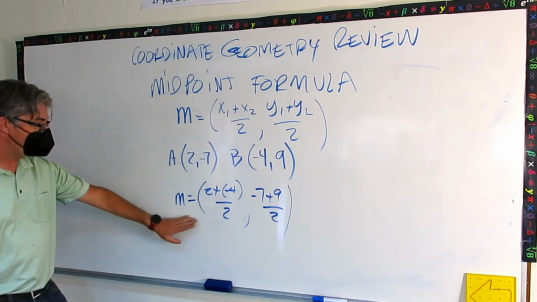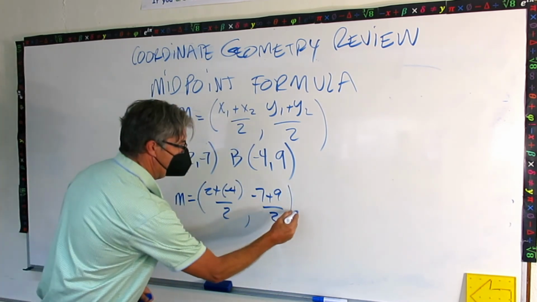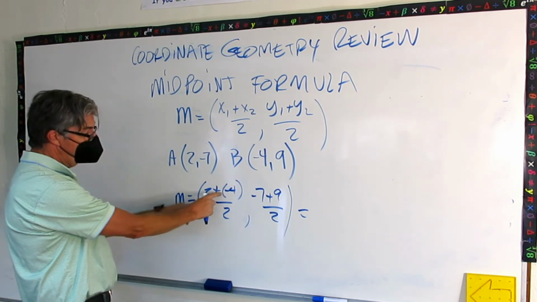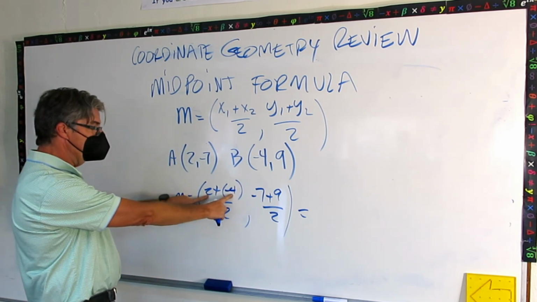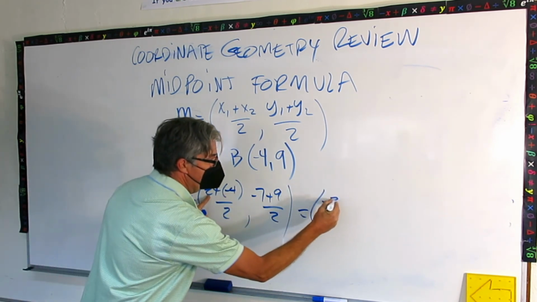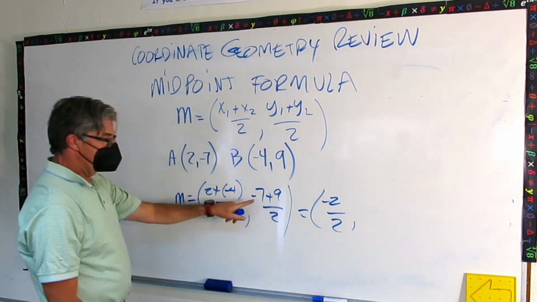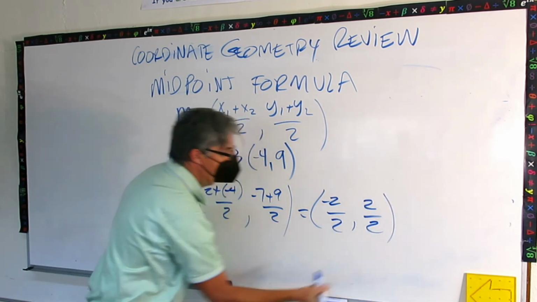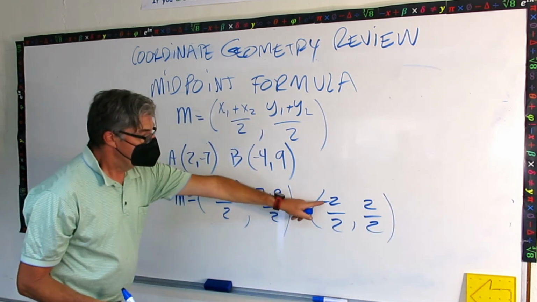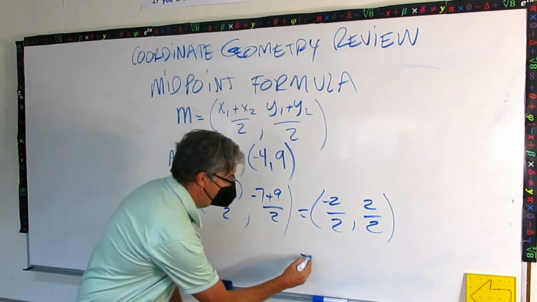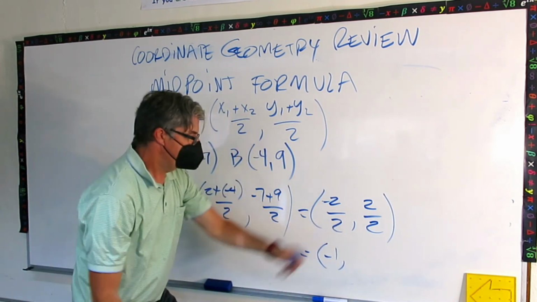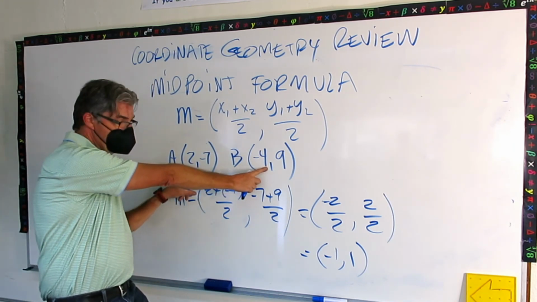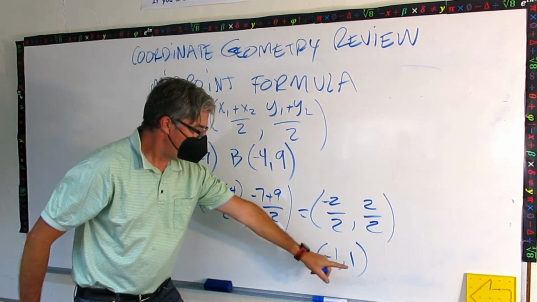Okay, so now we just have to crunch these numbers, and it's pretty straightforward. 2 plus -4 is just 2 minus 4, so that's going to be -2 over 2. And -7 plus 9 is +2 over 2. This one's going to come out nicely. -2 over 2 is -1, and 2 over 2 is 1. So our midpoint for the segment connecting these two points is (-1, 1).